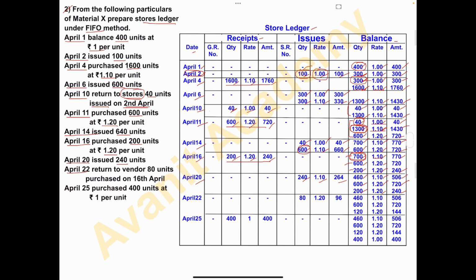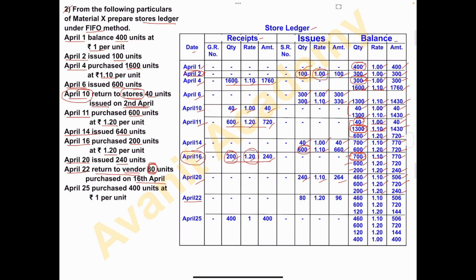That is return to vendor 80 units purchased on 16th April. See in the solution 16th April. So on 16th April, how many units are purchased? 200 units at rupees 1.20. Maybe the quality of the goods is not good. Due to some reason, return to vendor entry will take in issues because the goods go out of the store. So we'll record in issues right here April 22nd. If the goods are returned to store, then we have to take in receipts. Return to store, we have to take in receipts. Return to vendor or return to seller, that we have to record in issues because the goods go out of the store. So right here on April 22nd.